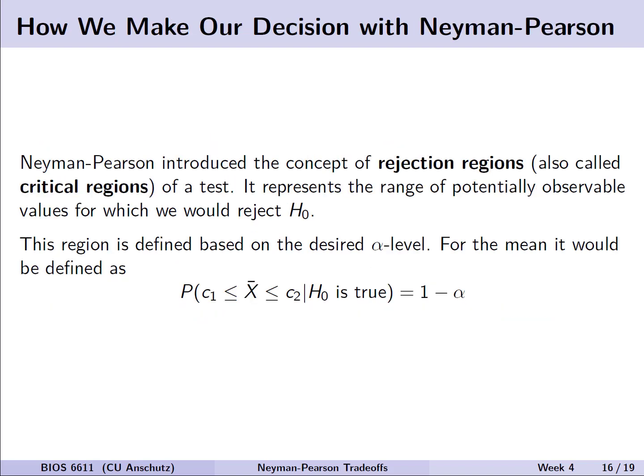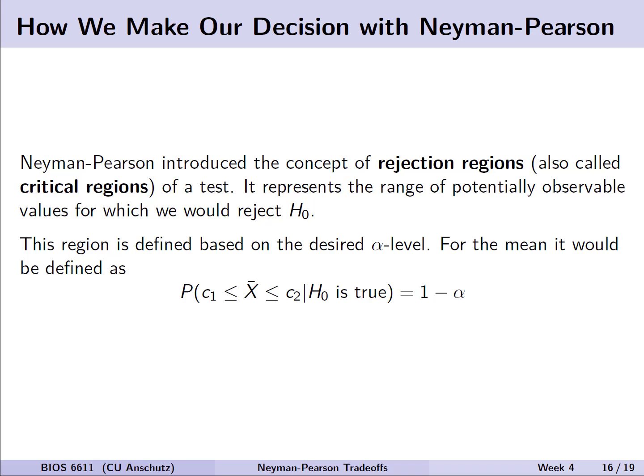So how do we actually make our decision with Neyman-Pearson? Fisher had his p-value idea that he used. Neyman-Pearson didn't necessarily agree with that, and instead they came up with this idea of a rejection region, or what they may call in some places or textbooks a critical region of a test. It represents the range of potentially observable values for which we would reject H naught in a given study.